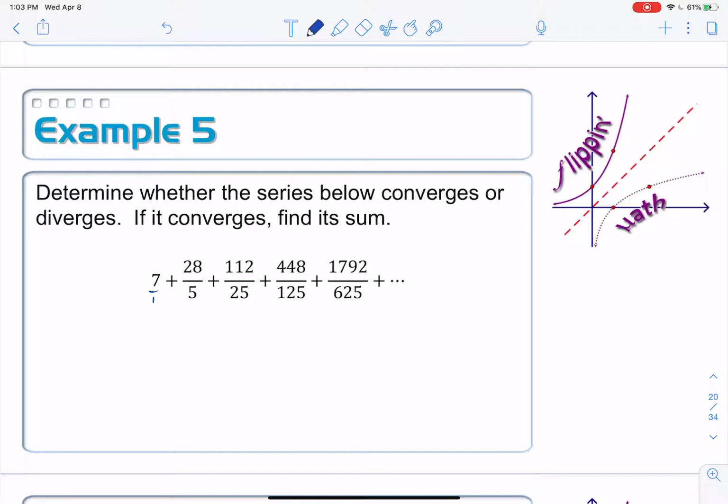So what do I have to multiply 7 by to get 28? I think that's times 4. And then what about 28 and 112? Let's just see. Is 28 also times 4, 112?